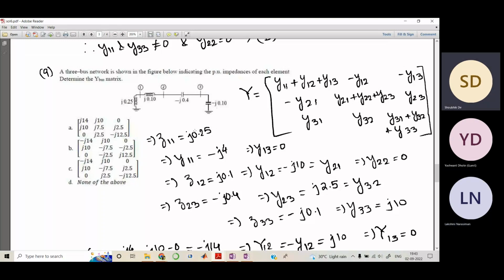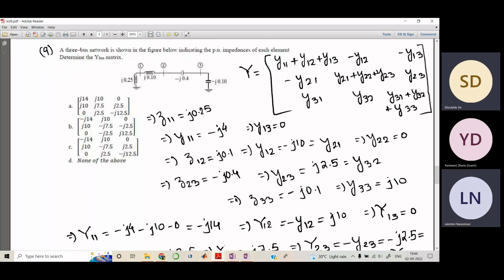Now you can write each element here. So z11 is j0.25, so y11 would be minus j4. Your z12 is j0.1, therefore your small y12 would be minus j10, which is also equal to y21. Again, you see that bus 1 is not connected to bus 3, it is a series network. So your y13 would be 0, and therefore you can find this Y11, which is the sum of these: minus j4 and minus j10, it comes out to be minus j14.